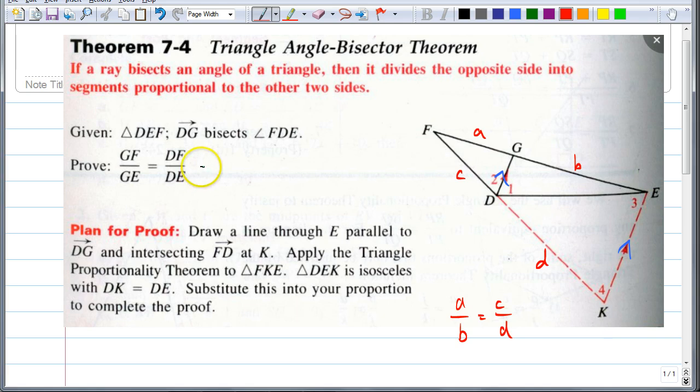Right? So, let me rewrite this. What is GF? So, A over B equals what's DF? C over, this is not D. This is something else. Let's call this right here E. Is that okay? So we got something similar, that's great, except instead of D we have E, right? So wouldn't it be great if D is equal to E?